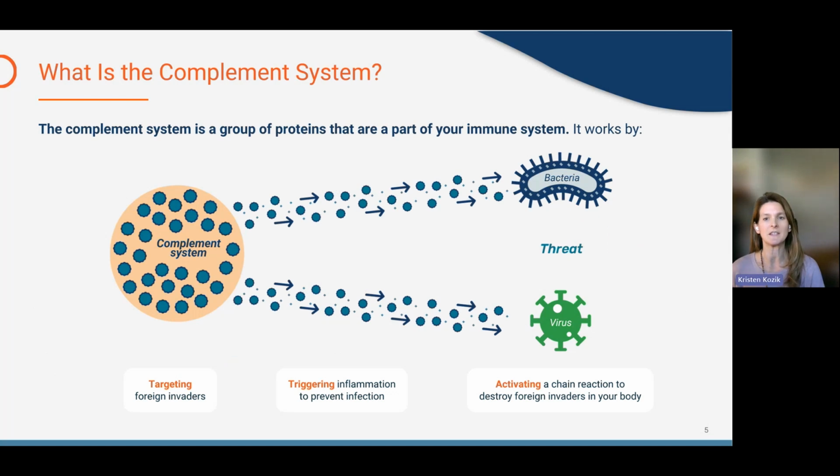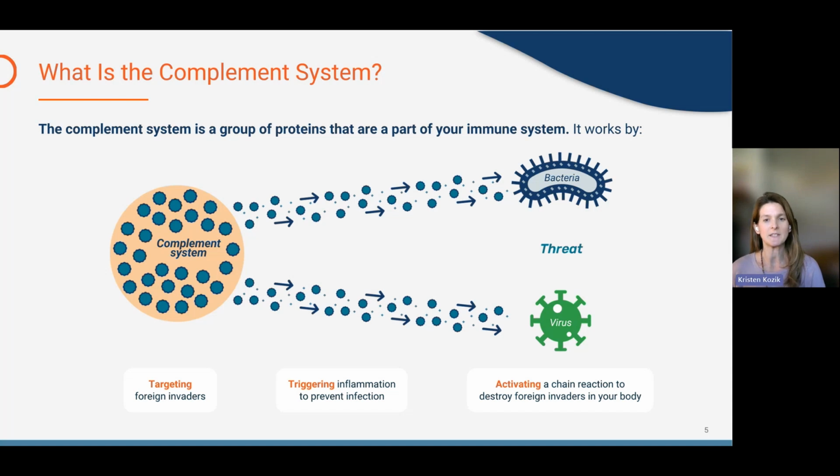The immune system is a network that works together to protect our body, as we just mentioned. Part of that network is called the complement system. Now, that's a group of proteins that acts as a special force of your immune system, and it helps defend against foreign invaders such as bacteria and viruses that might make you sick. Your complement system activates proteins that work with your immune system to keep you healthy.